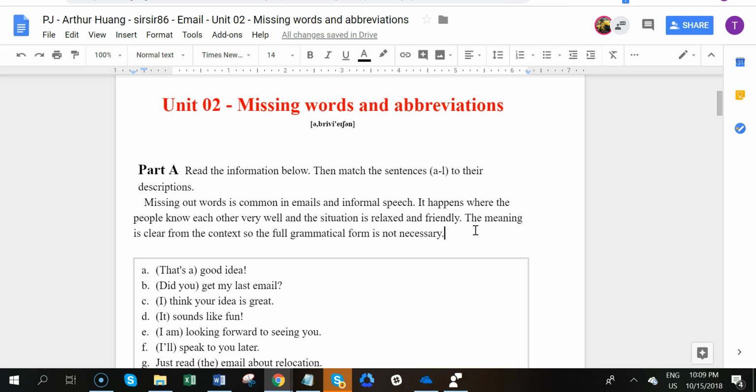Read the information below, then match the sentence to their description. Missing out word is common in emails and informal speech. It happens where the people know each other very well and the situation is relaxed and friendly. The meaning is clear for the context, so the full grammatical form is not necessary. Okay, can you read this word?